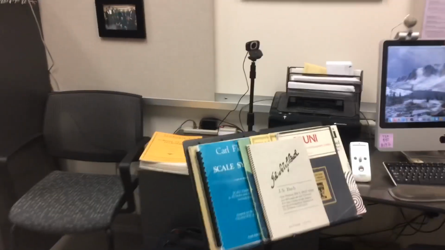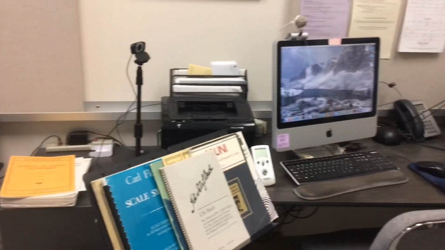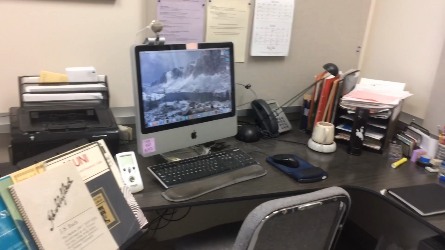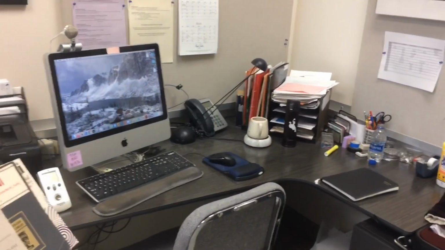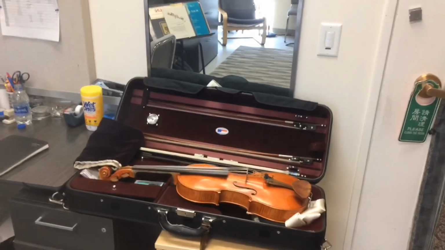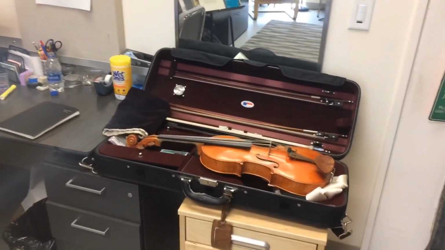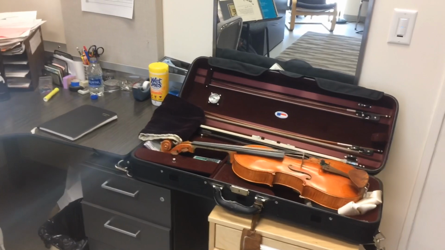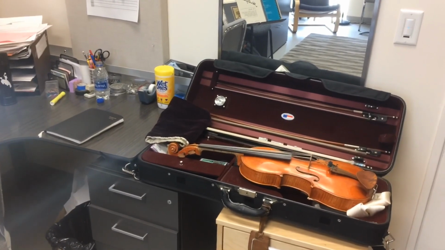I keep a stack of my students' music close at hand. I have also a lot of scans of their music that I can pull up on my computer screen while I'm working with them. And then my beloved Viola close at hand, waiting for me to grab it and demonstrate for my students and provide instruction that way.